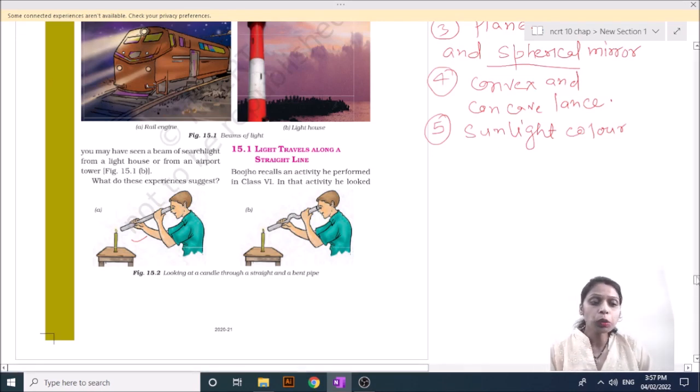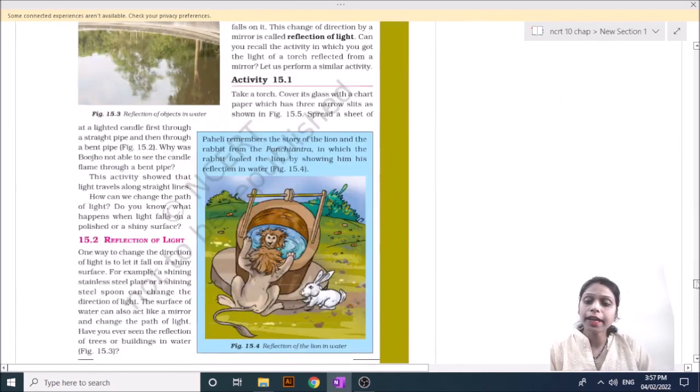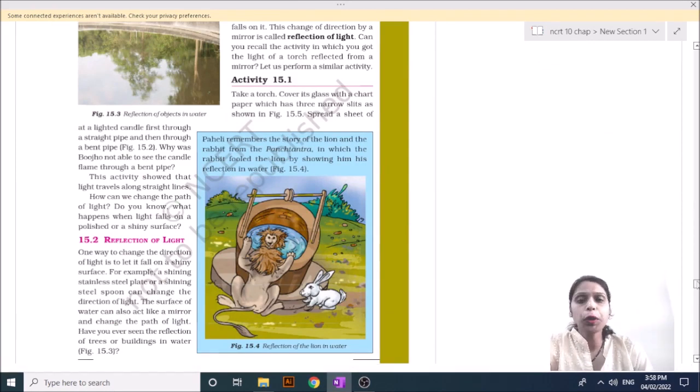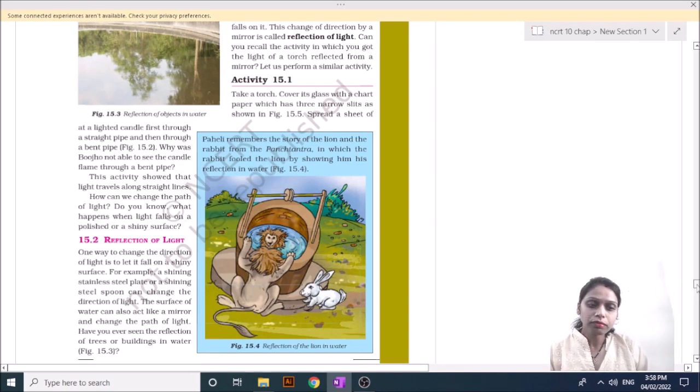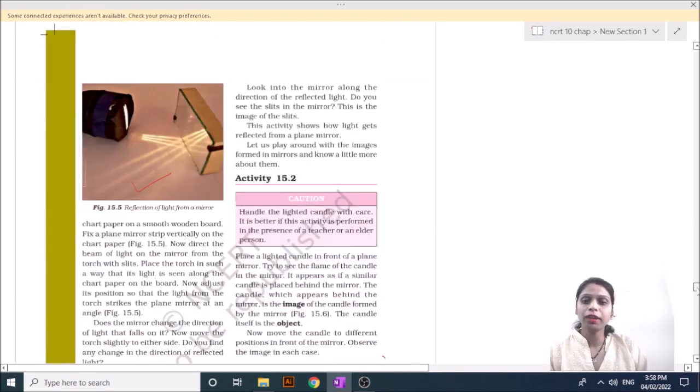Okay. Now what is reflection? Reflection is also a very interesting phenomenon. In this phenomenon, when light is bounced back from a shiny and smooth surface in the same medium, it is called reflection of light. To know this phenomenon of reflection, we do one activity.